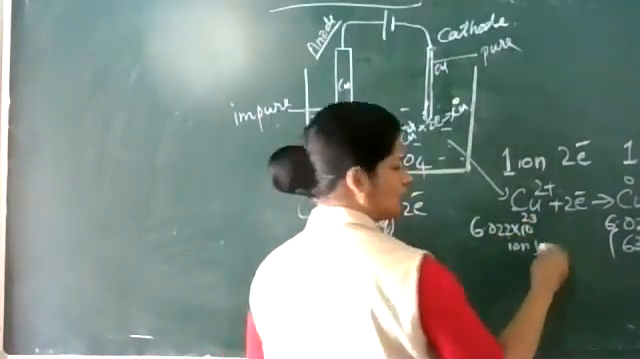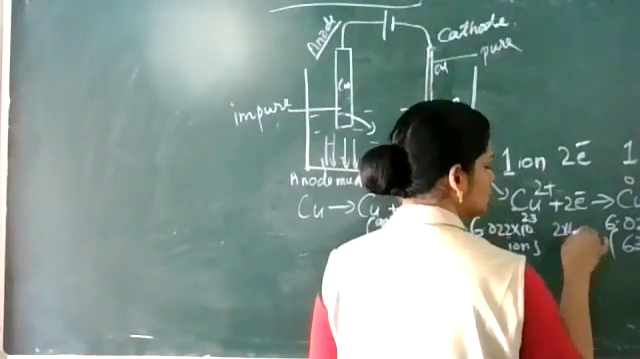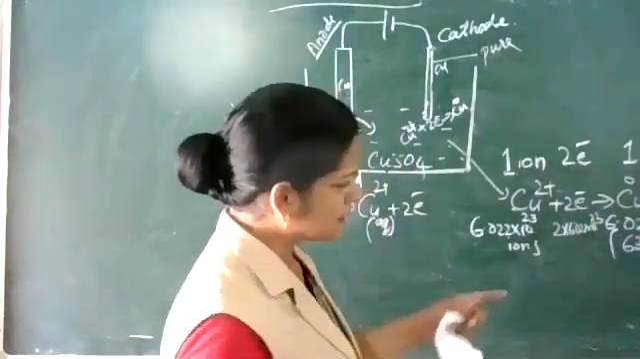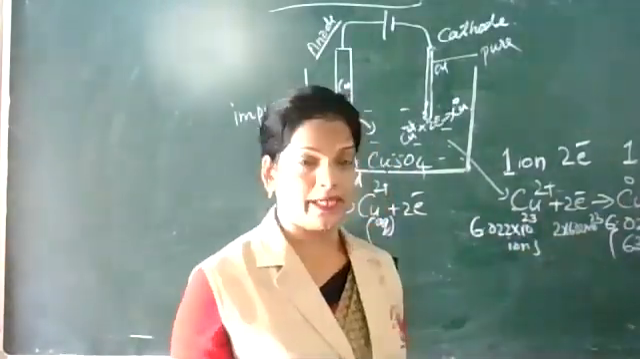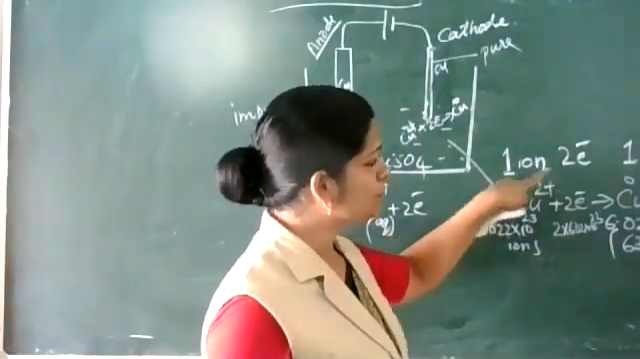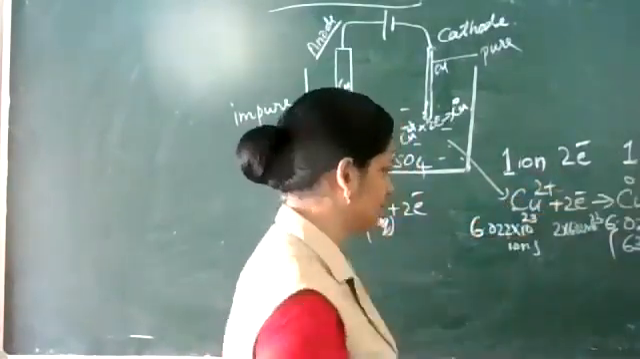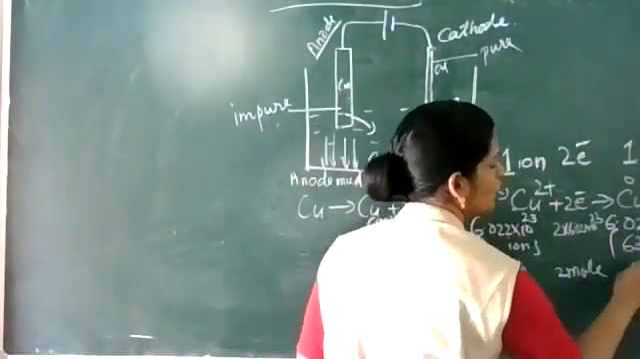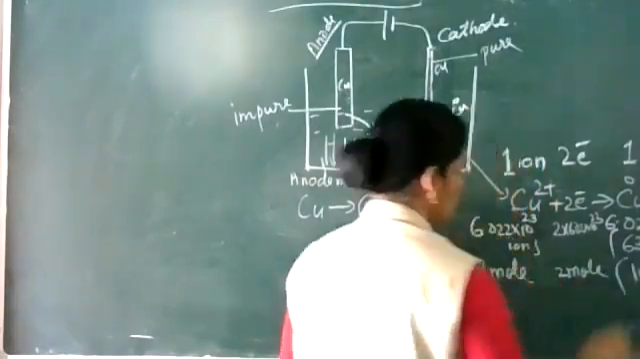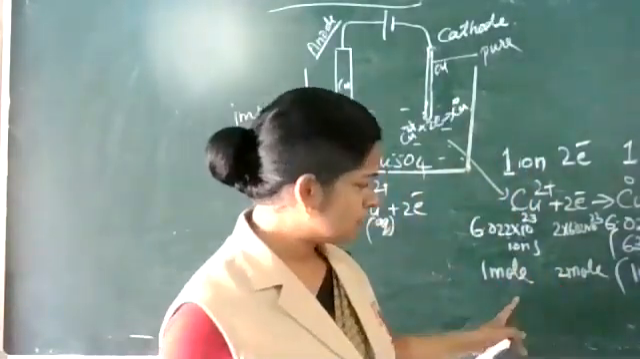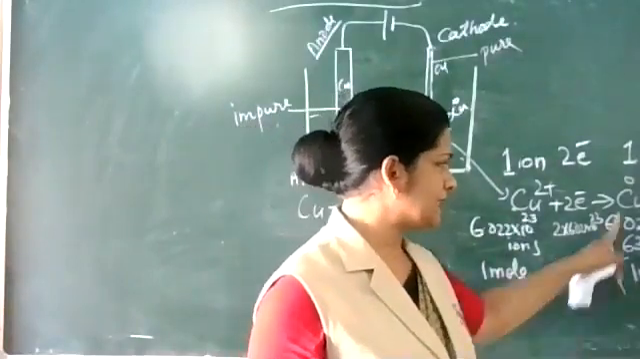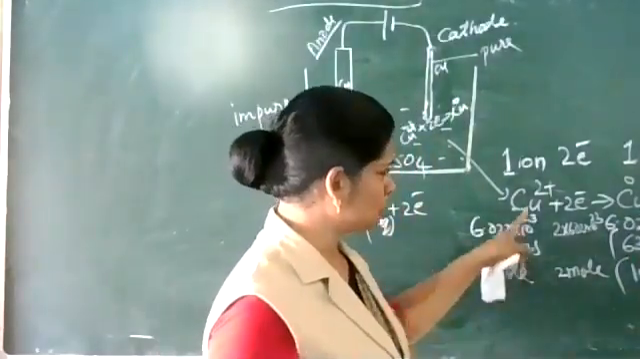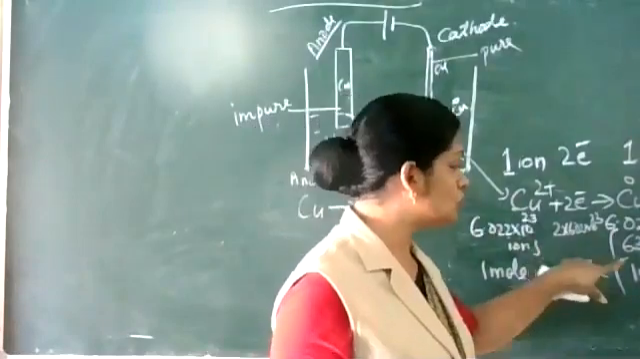To double the electrons, that means 2 into 6.022 into 10 to the power 23. Then I get 6.022 into 10 to the power 23 ions. 1 ion, 2 electrons, 1 ion. So 1 mole of copper ions, 2 moles of electrons. That time I will be getting 1 mole of copper. 1 mole of Cu2+ requires 2 moles of electrons.